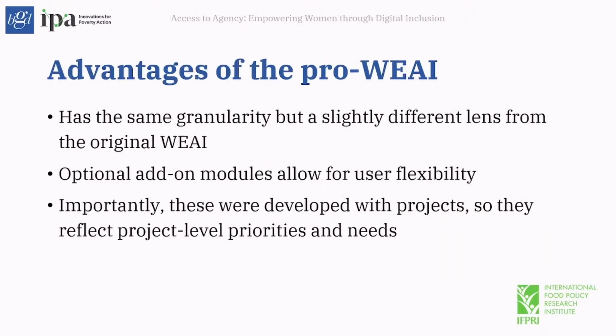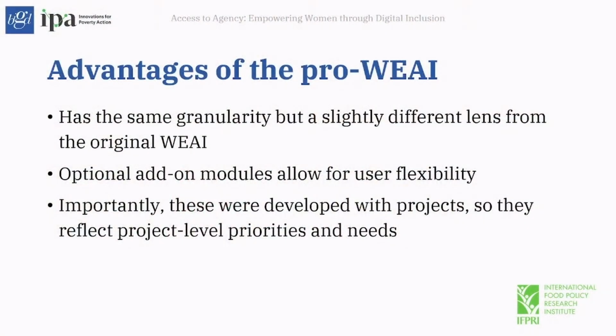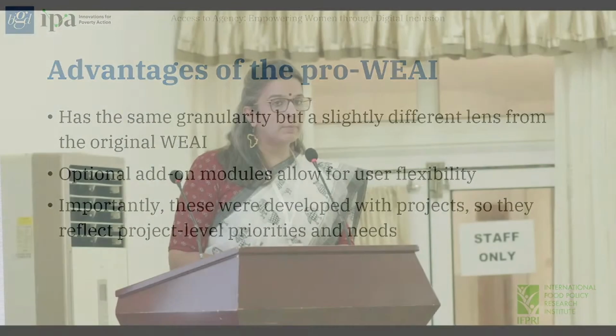Next slide. So the advantages of the project level WEA: it has the same level of granularity as the overall WEA, but a slightly different lens. But the optional add-on modules and the off-the-shelf aspect of it means that there's a great deal of user flexibility. So there's a core set of modules that allow for comparability across projects, but then you can also pick and choose modules depending on the project that you're implementing or that you're evaluating. Importantly, like I said, these were developed with the projects, and so they're collaboratively and contextually grounded in metrics that really matter to implementers. Next slide.